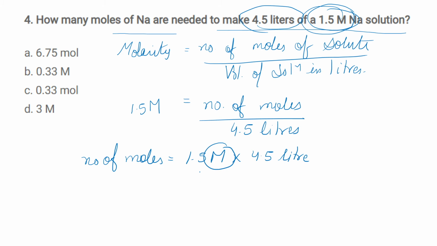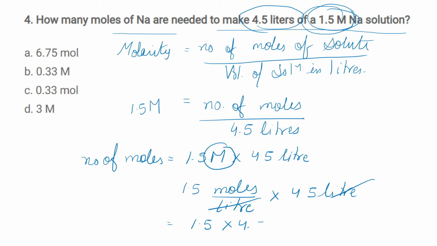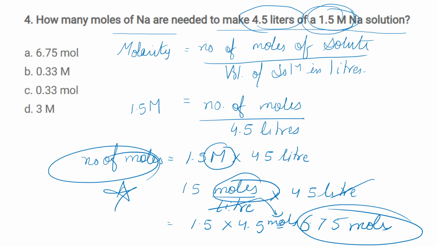You can write molar as 1.5 moles per liter and into 4.5 liter. This liter and this liter will cancel out and you will get 1.5 into 4.5. Calculate this value. What is the value of 1.5 into 4.5? It will come out to be nearly 6.75 moles. Here we have moles left out, so the unit is moles. Number of moles calculated to be 6.75. So the answer is A.